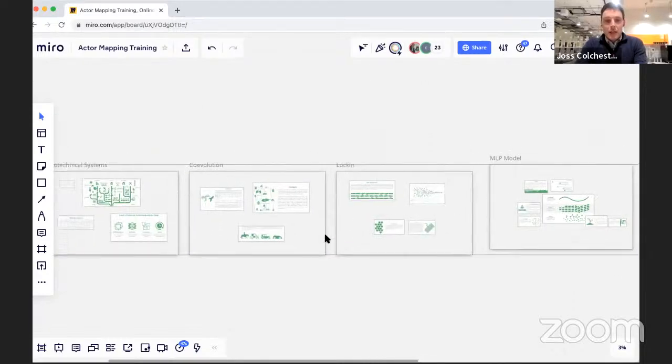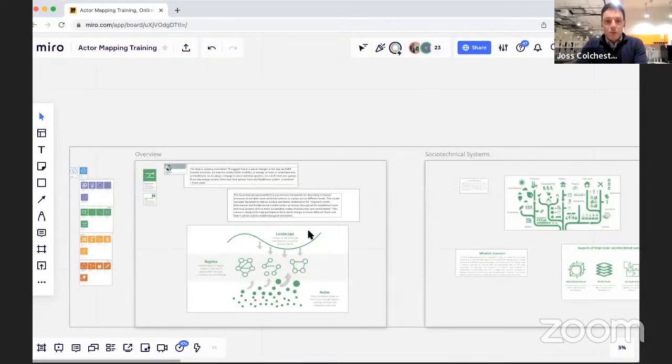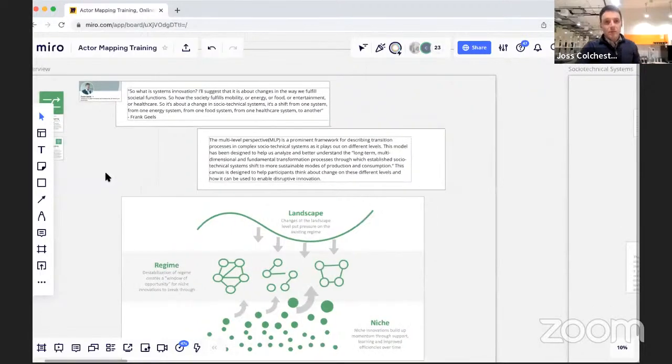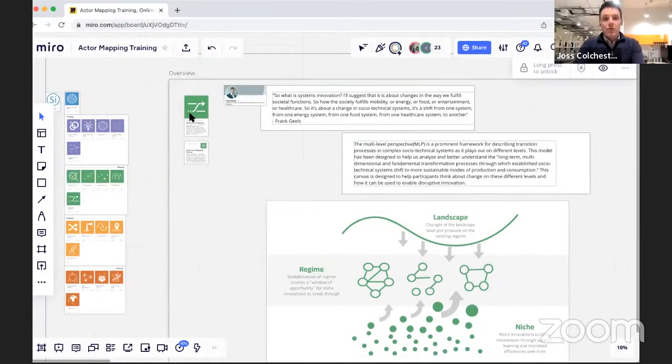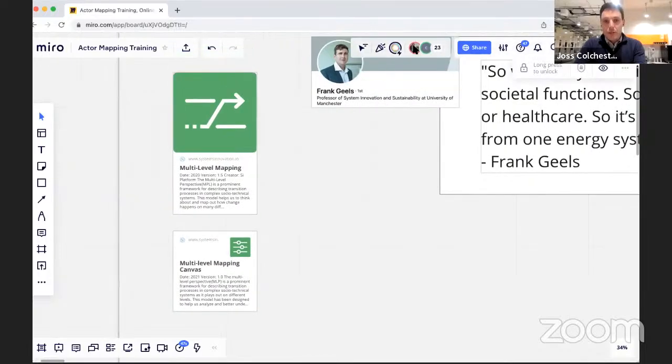Let's go back to the beginning here and start with what it is we're talking about. What is this multi-level perspective? As mentioned, you'll find it here on the website. We have both the guide under the guides for multi-level perspective. We also have that canvas I just showed you. You'll find that on the website.